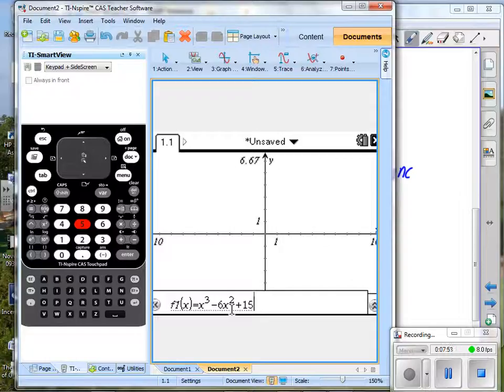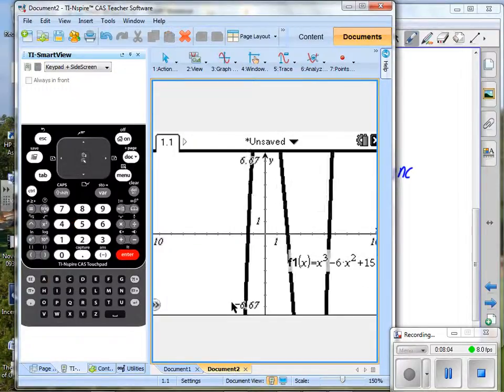Are we graphing the function, though, or the derivative? The function. We want to know what's happening for the function. The derivative is just helping us to know what happens with the function.